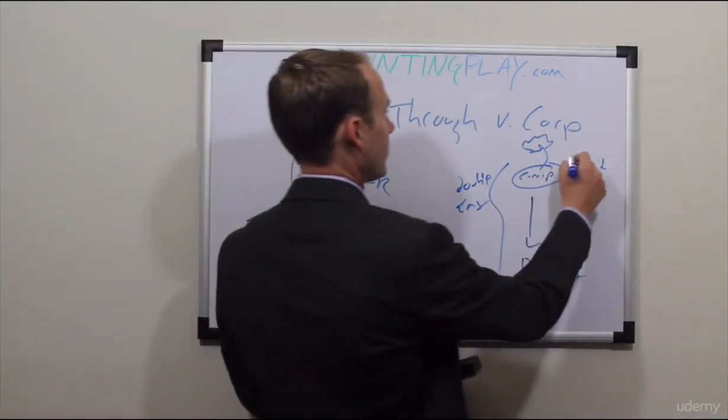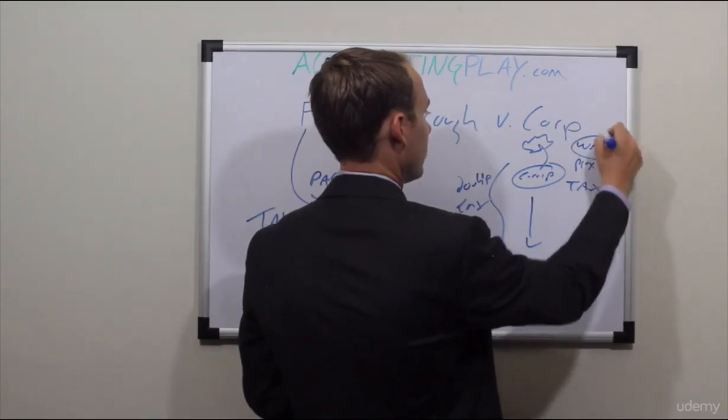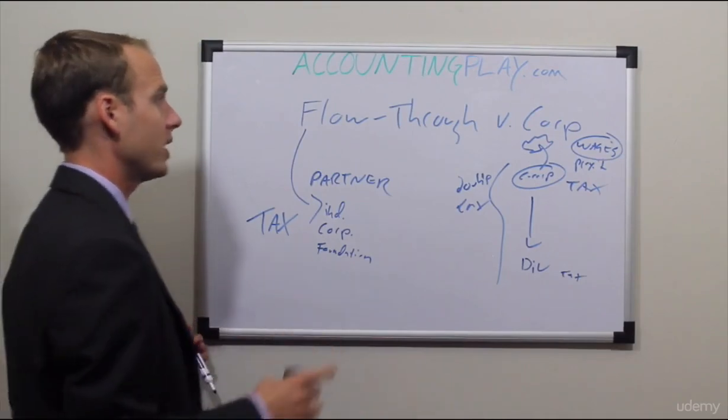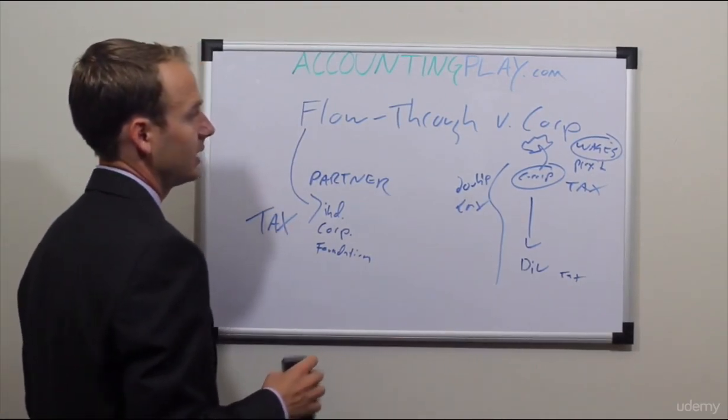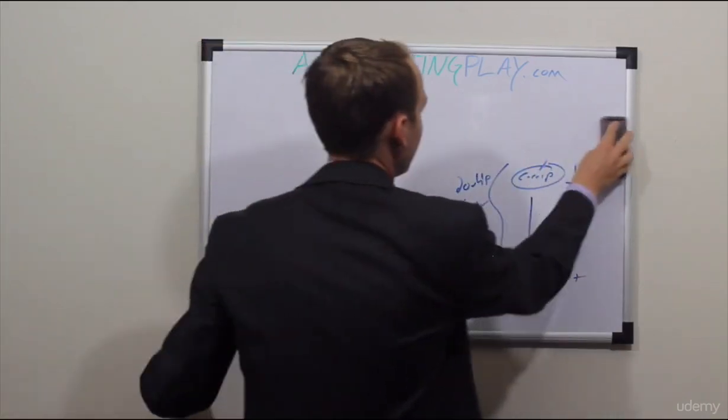Also, to arrive at the profit, you can first deduct wages, which is really important. So a lot of compensation comes out in the form of wages, which in that case would be a deduction to the corporation and then taxed at the lower level.